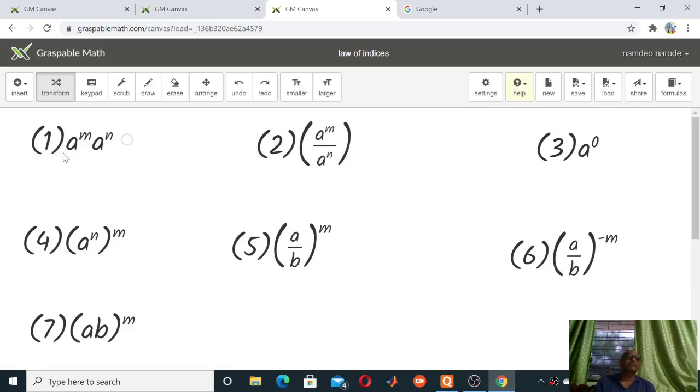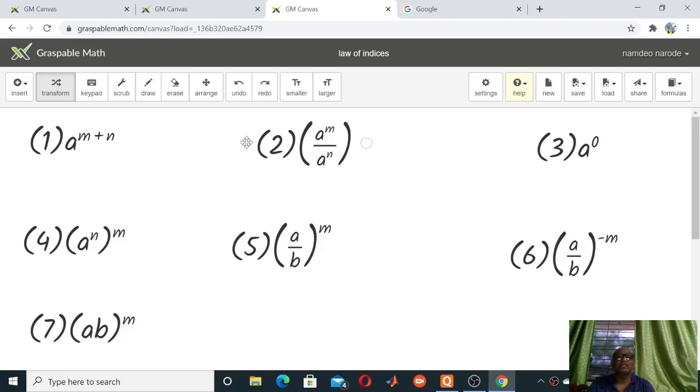Here in the first example, a raised to m into a raised to n. Here the base is a for both numbers. The base is the same, the power is different, and therefore its product will be how much? A raised to m plus n. It means if we want to multiply two numbers with the same base, then their indices will add to each other. Their powers will be added.